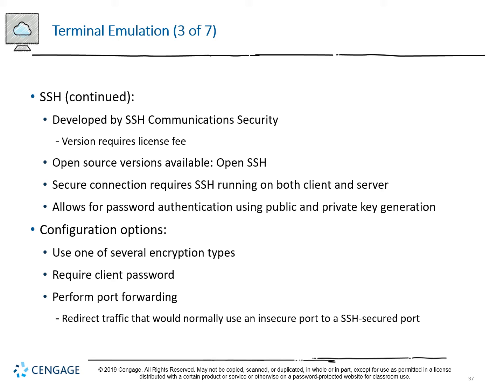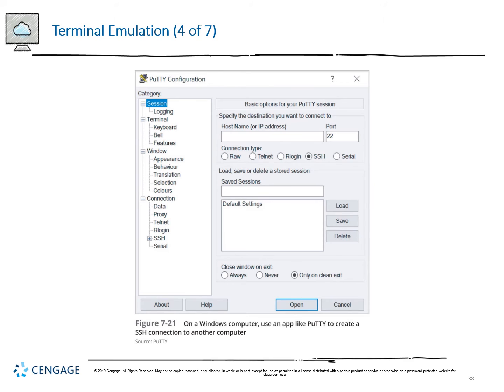This allows for password authentication using both public and private key generation. Configuration options use one of several encryption types, requiring a client password or performing port forwarding. Port forwarding is where we redirect traffic that would normally use an insecure port to a port that has been secured by SSH. So here we see the PuTTY interface.